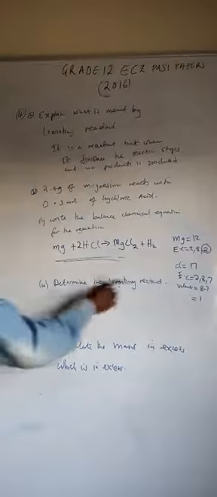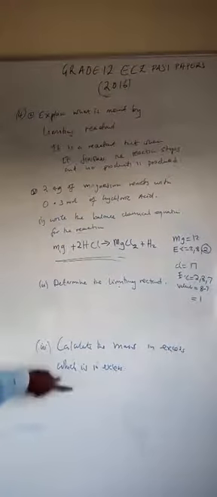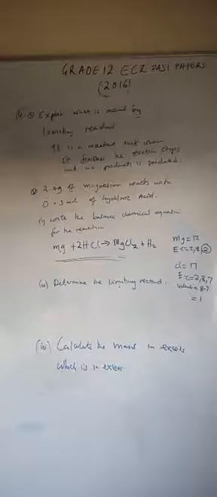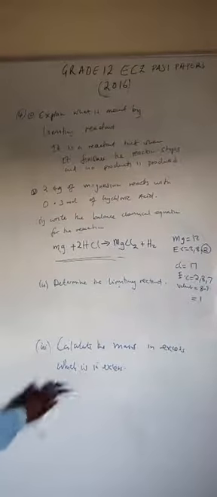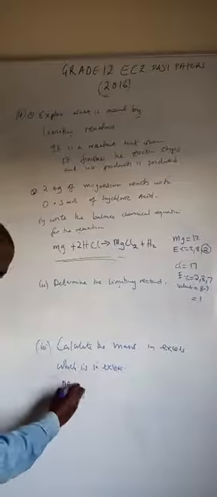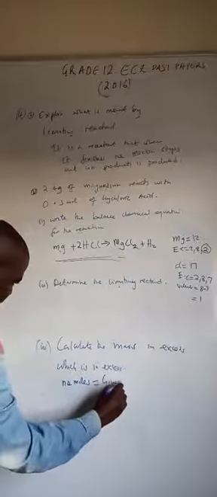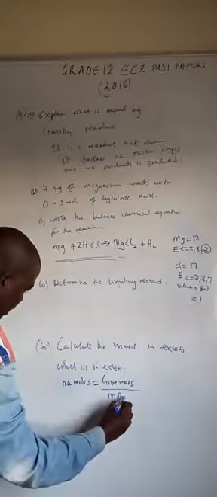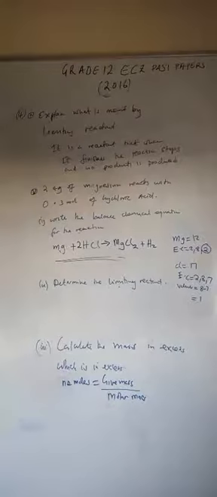Okay, determine the limiting reagent. Before I answer this one, I'll answer the last one first. Calculate the mass in excess. You remember, there's a formula to use for moles. Number of moles is equal to given mass over molar mass. Okay? The number of moles we have is what?